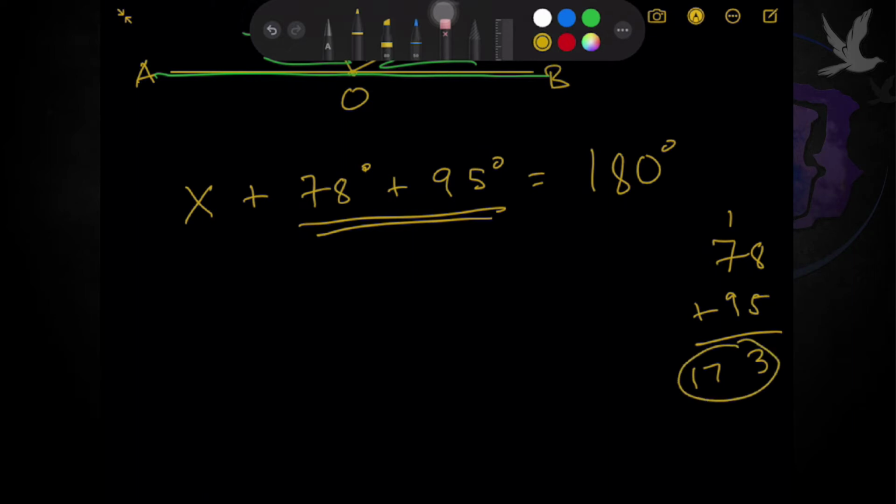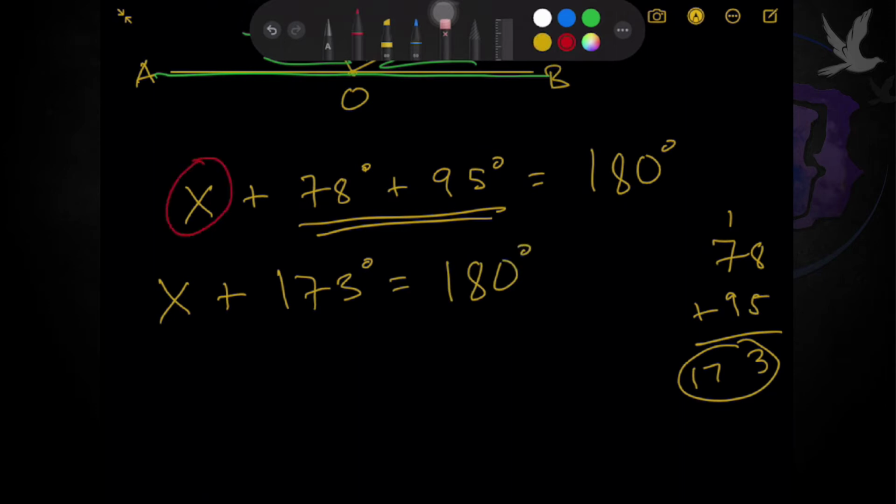So i-rewrite lang natin yan sa equation natin. So that's X plus 173 degrees is equivalent to 180 degrees. Okay, you all know that we are solving for X here. Diba? You're solving for X. Ito yung sinasolve natin. So you want to leave X alone in one side of the equation, knowing that this takes one side and this is the other side of the equation. Okay. So gusto natin dapat mag-isa lang si X. It should be alone in one side of the equation. So what are we going to do here?